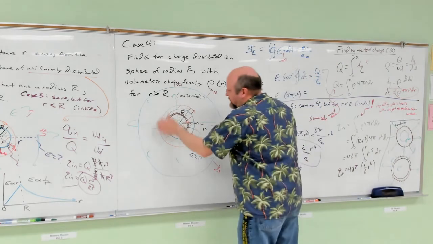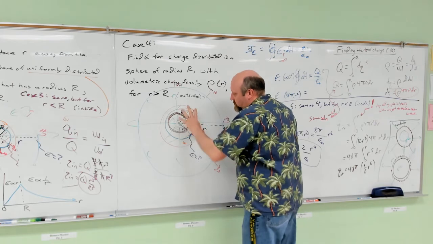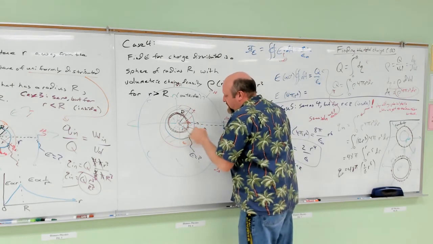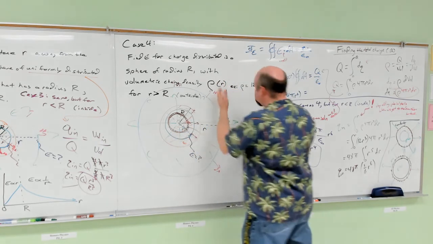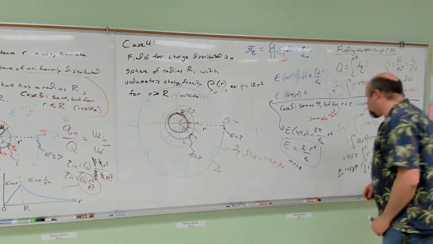If I had insulating shells, you know that if you're outside the shell, you just treat it like it's a point charge at the center, right? If I'm inside the shell, I just care about the charge that's interior to me. And I have to calculate the amount of charge that's interior to me and then treat that like it's a point charge.